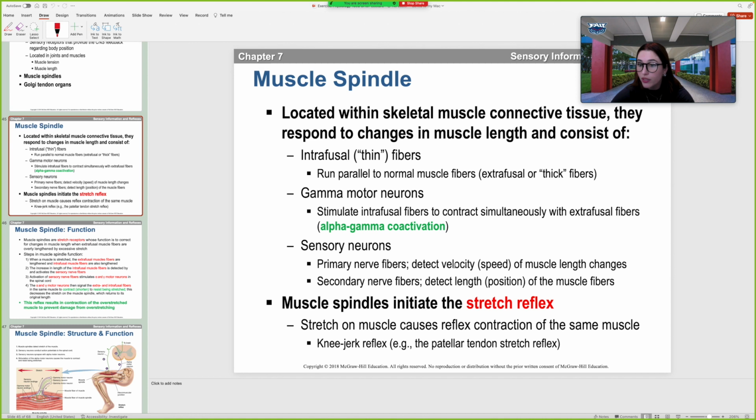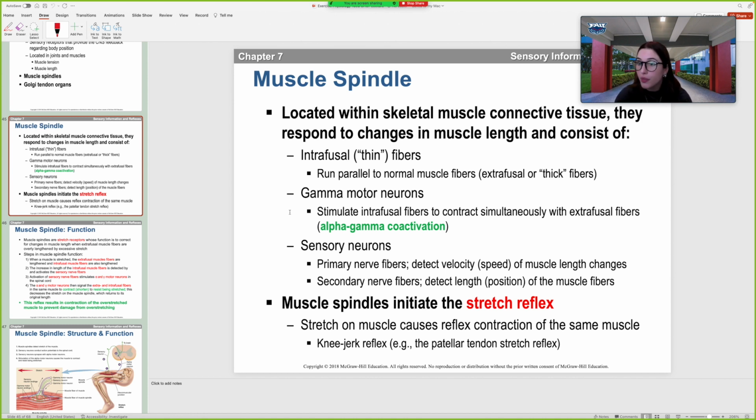Then with our sensory neurons, okay, we have primary nerve fibers that detect the velocity or speed of the muscle length changes, right? And then secondary nerve fibers detecting the length or the position. So the muscle spindle is not only telling us how fast the length of the muscle is changing, it's also telling us just the general position of the muscle as well. Okay, so that is the muscle spindle.